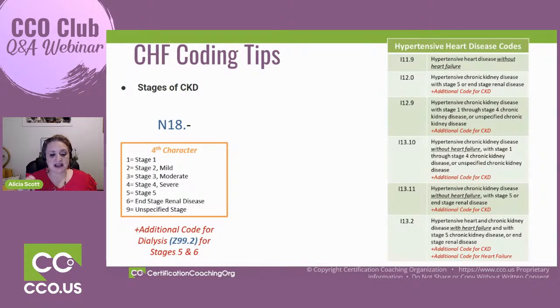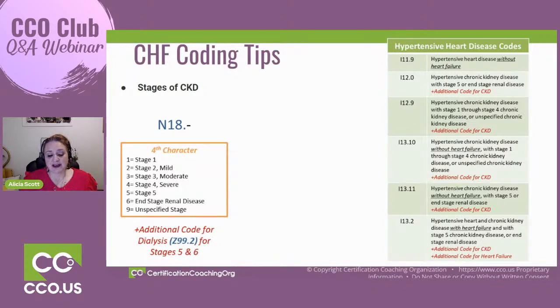Although be aware that stage 3 now has an additional character because they have stage unspecified, stage A and stage B. Then, if a patient has stage 5 or 6, if they have stage 6, they're absolutely on dialysis. But if they're on stage 5 and they're starting dialysis, Z99.2 is that dialysis code. Just kind of giving you a tip there and letting you know that these are codes that are very common with CHF codes, and there is a relationship there between them as well as hypertension.